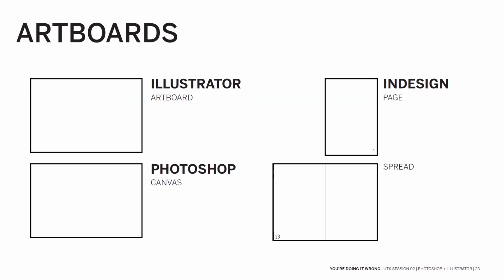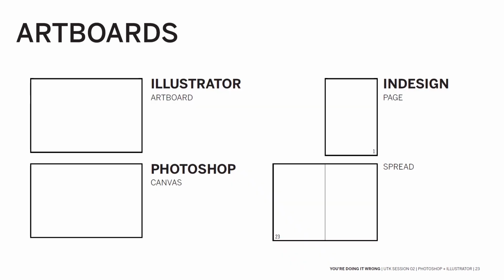So artboards. Understanding what you're working in is also very important. Illustrator uses artboards. You can make as many artboards as you want in the broader canvas that comes with Illustrator, versus Photoshop, which you can only work on one canvas at a time per file. And then InDesign uses pages, and those pages can combine to become spreads, which is very important when you are making books, portfolios and publications.